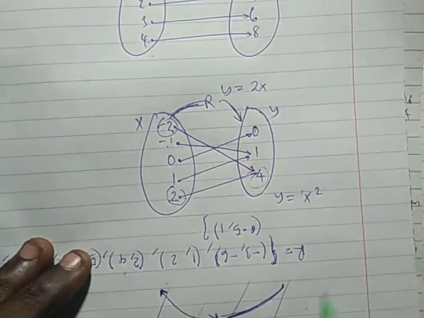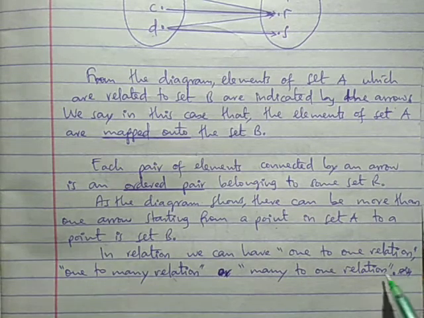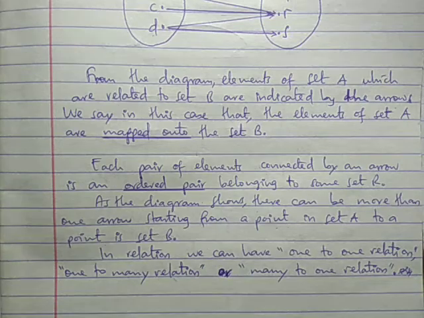So in a relation we may have three things. We may have three things in relations: we may have a one to one relation, a one to many relation, and a many to one relation.